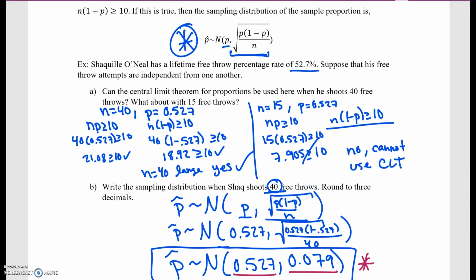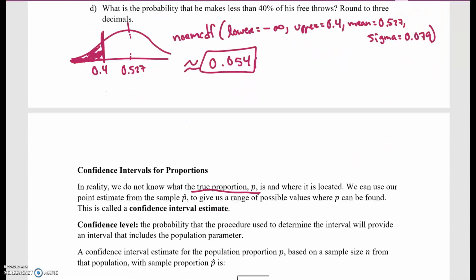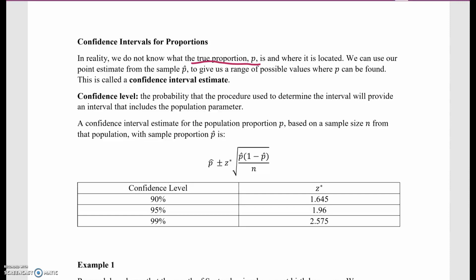So, for example, Shaquille O'Neal, this is what we can say. This is what we believe. Well, here it says the lifetime free throw percentage rate. So someone went ahead and calculated this. But in reality, a lot of the times we don't know what that is, or where exactly it is located. So what we're going to try to do is use our sample p hat to give us a possible range of values.